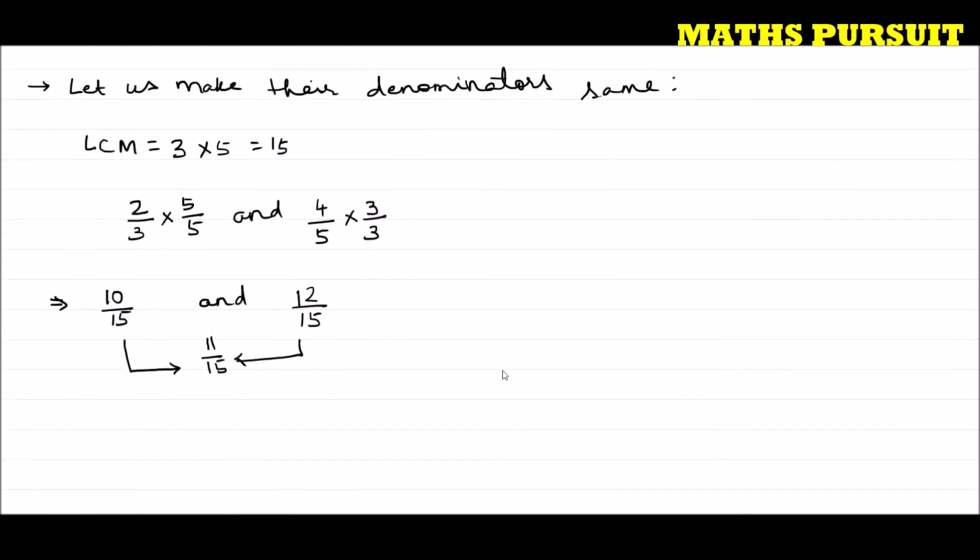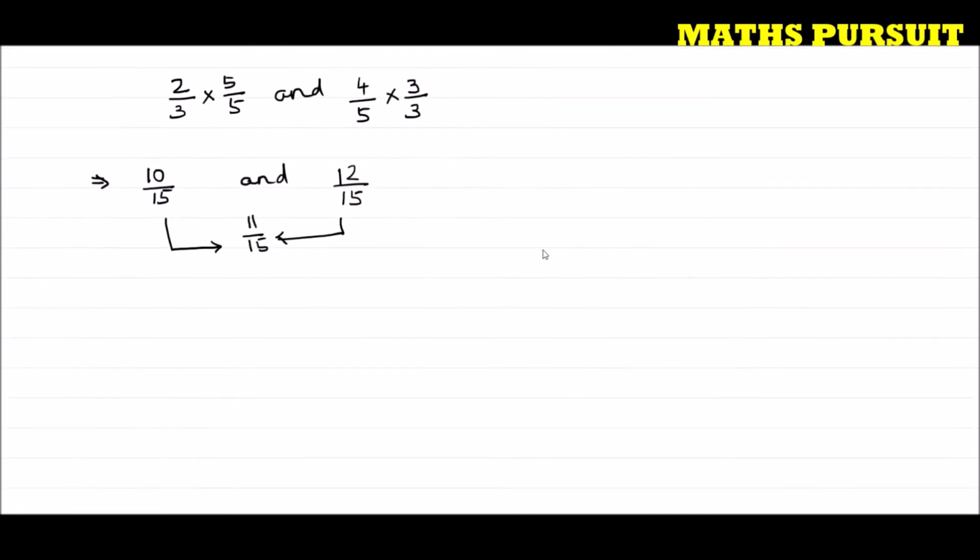So how to do that? Now, as a second step, let us increase the denominator value. So here we have 10 upon 15.